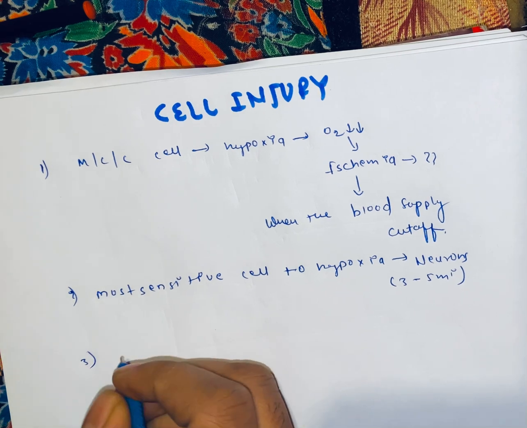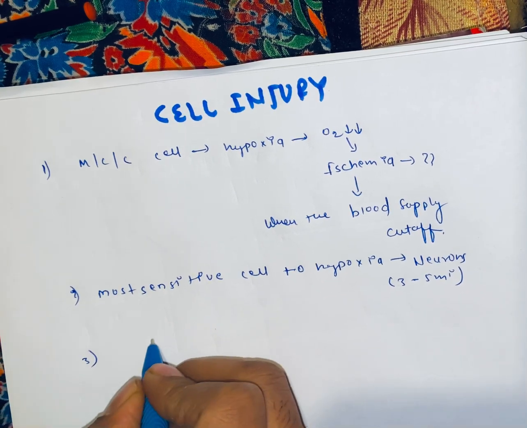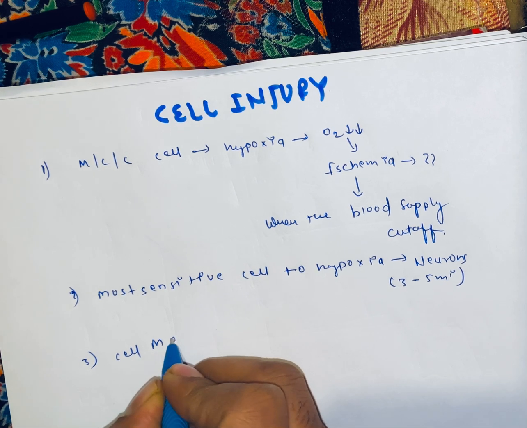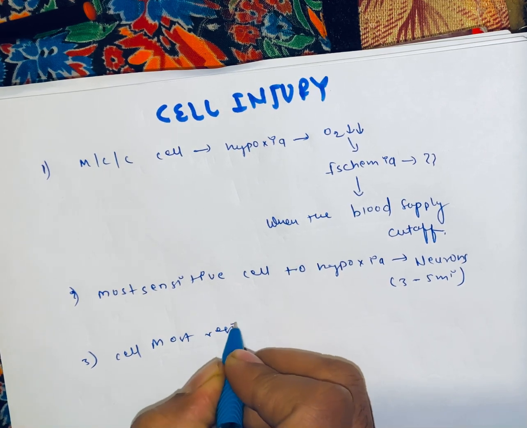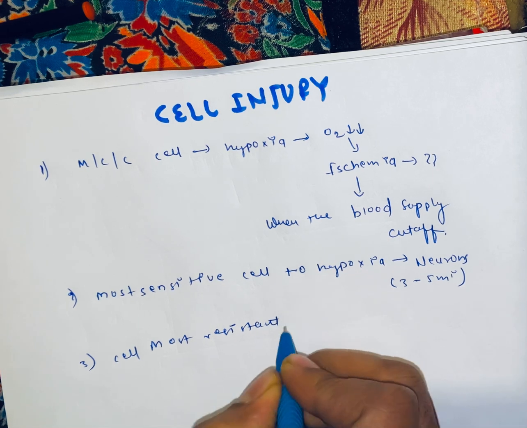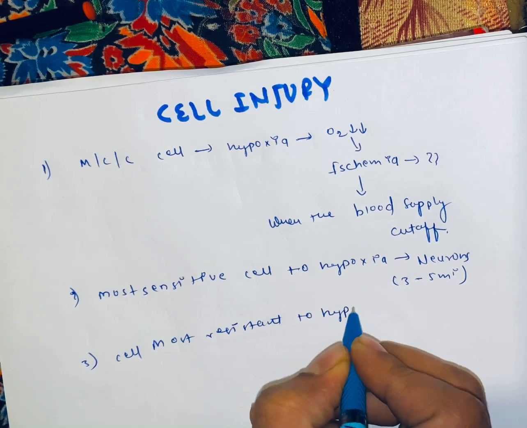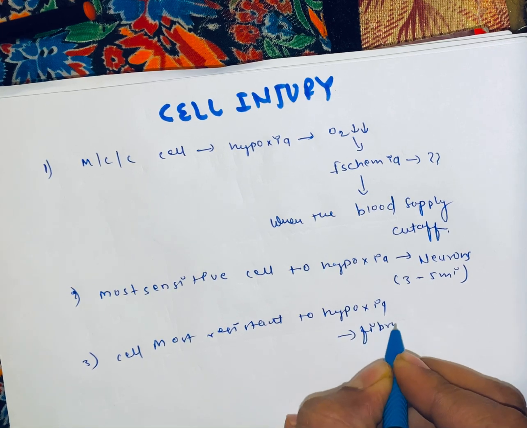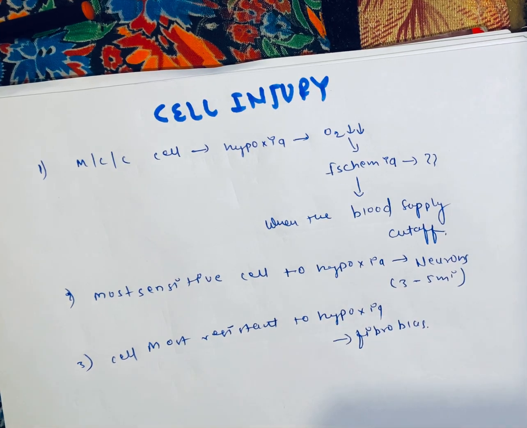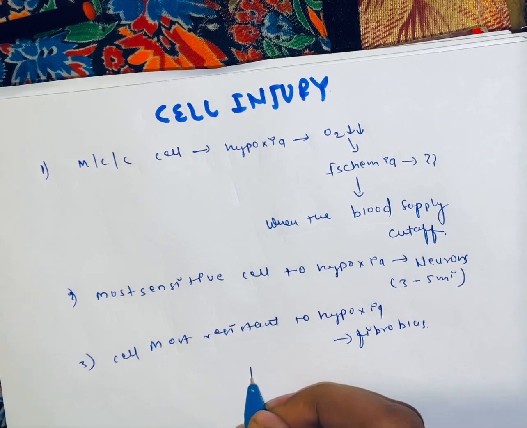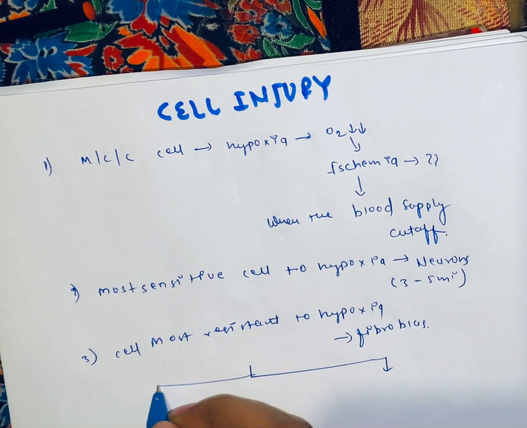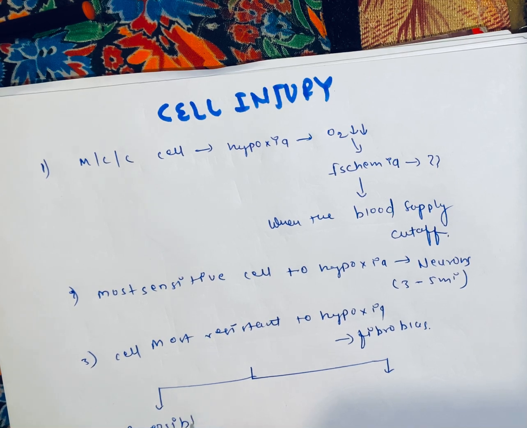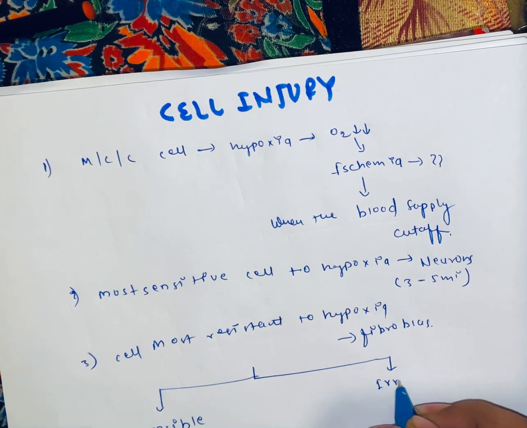And the third most common question: the most resistant cell to hypoxia. It is the fibroblast. There are two types of cell injury. First is reversible and second is irreversible.